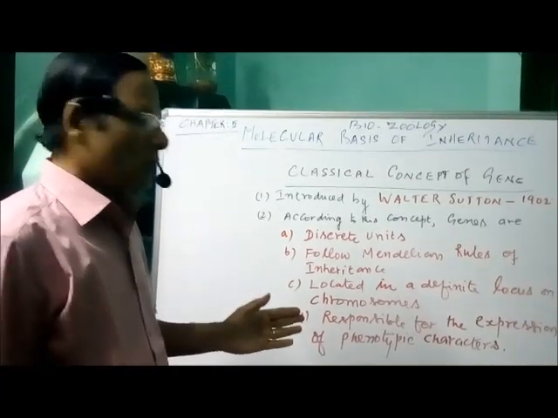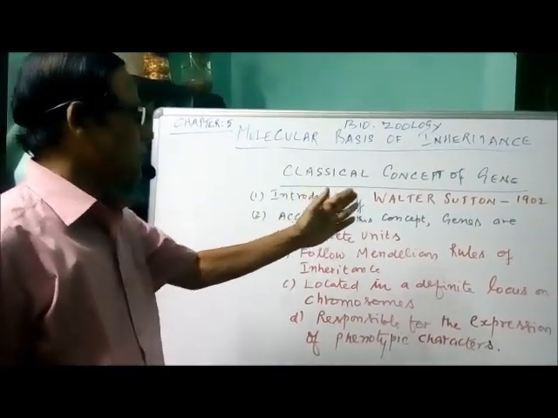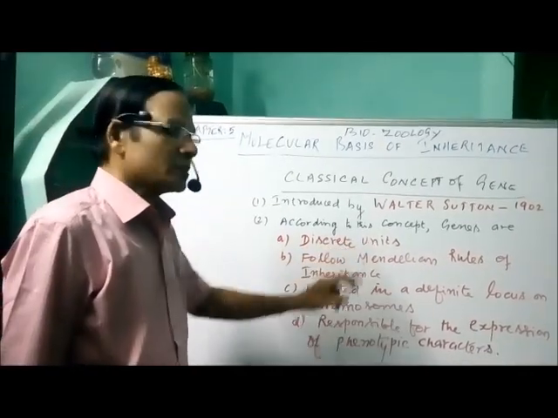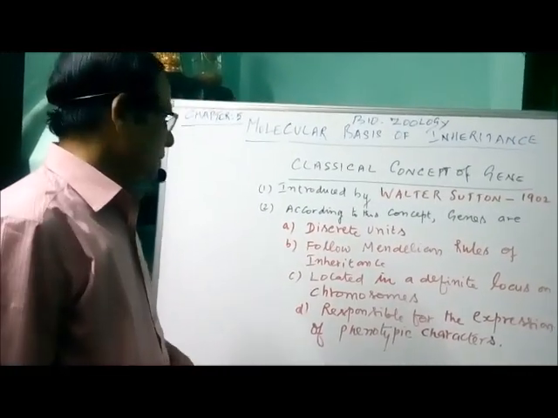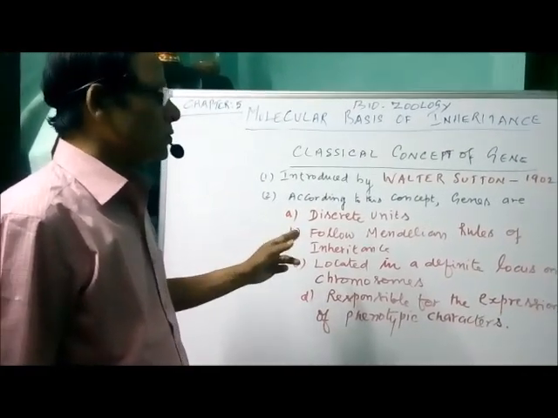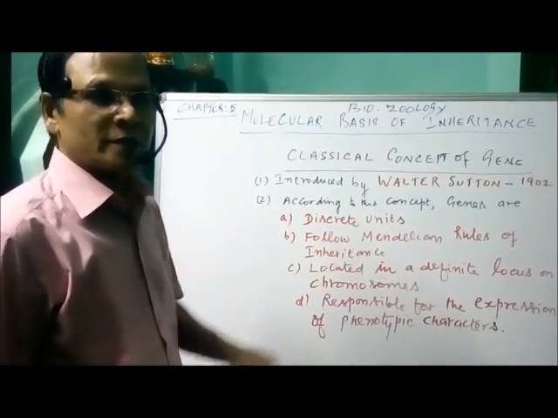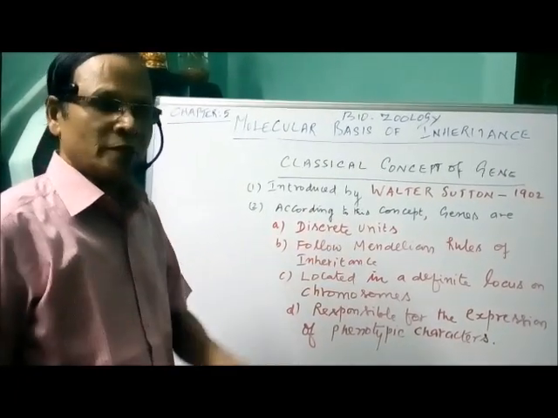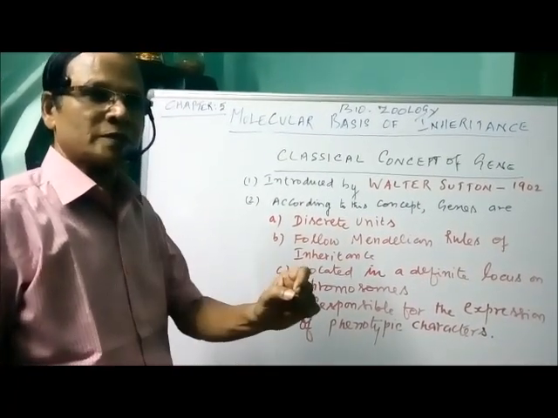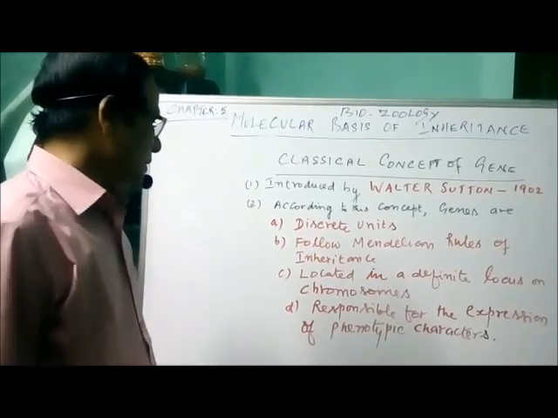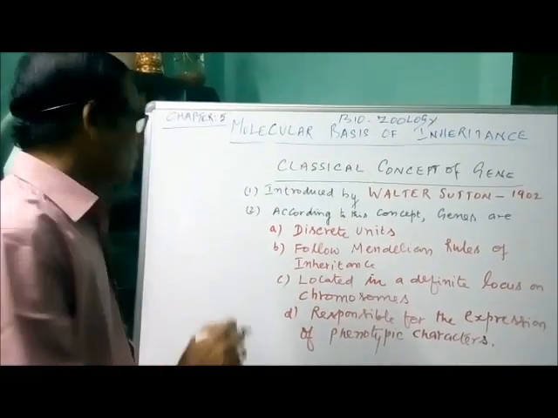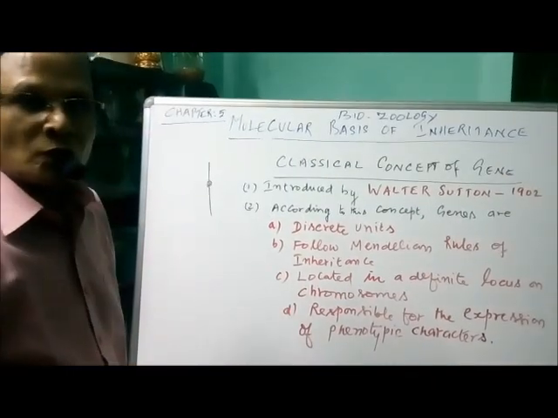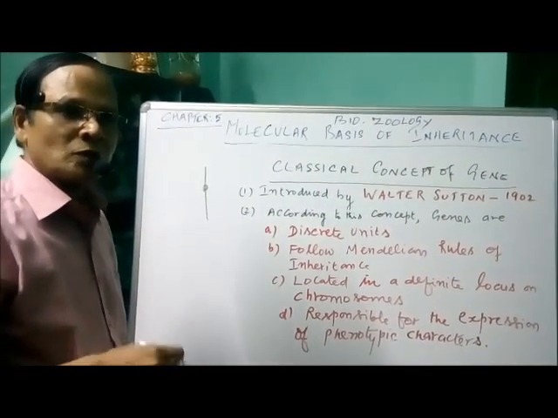According to this concept as proposed by him, number 1, genes are discrete, particulate units. Number 2, they follow Mendelian rules of inheritance: one gene, one character. A single gene expresses a particular trait. Third, they are located on a chromosome in a definite locus. The position of a gene on a chromosome is called a locus.